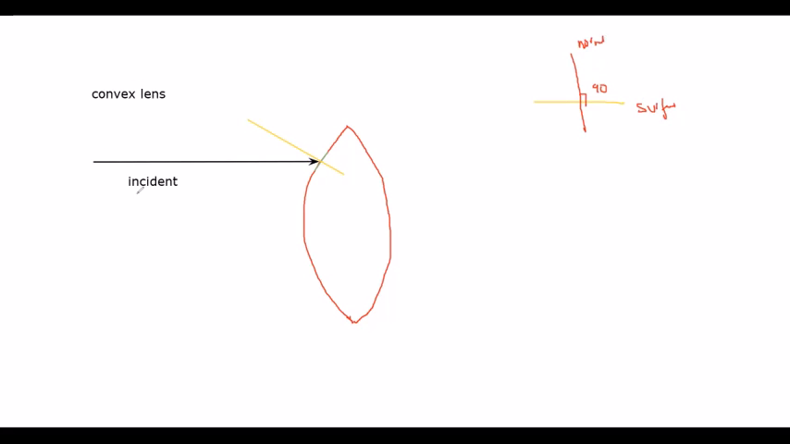So the light is in air and it enters the glass. Moving from air to glass, what will happen? Will it bend towards the normal or away from the normal? Meaning, what path will it take? This is bent away, going away, and this is bent towards. Moving from air to glass, does it go away from the normal or towards the normal?